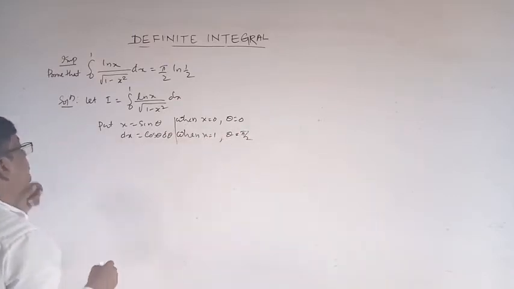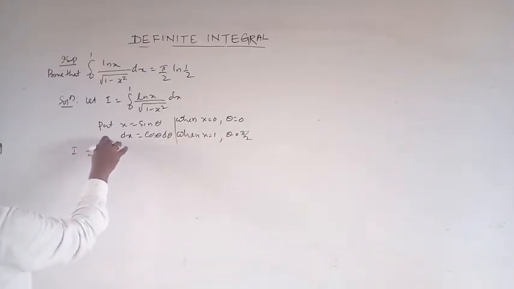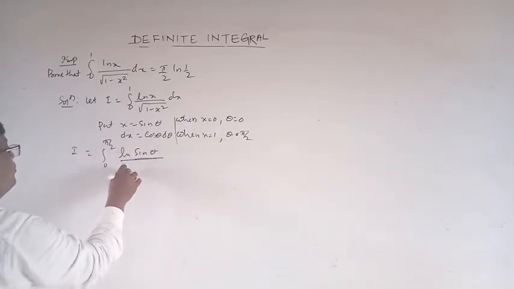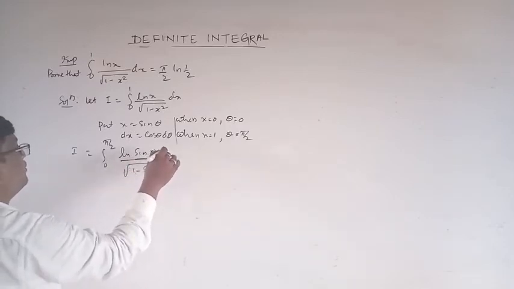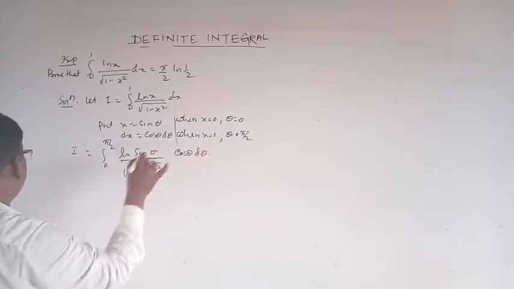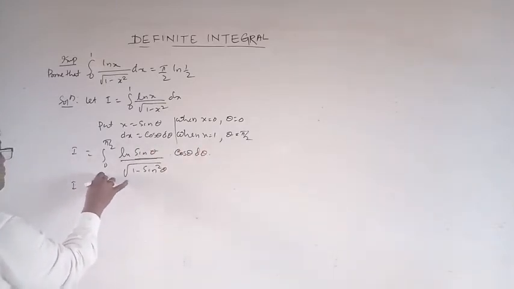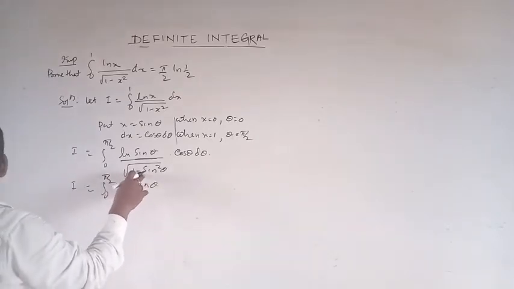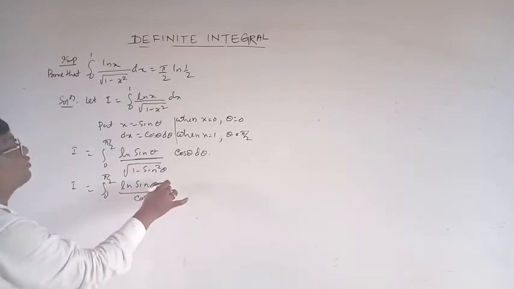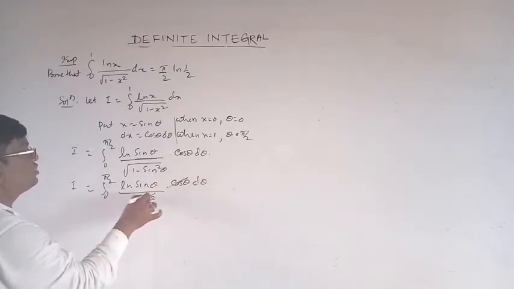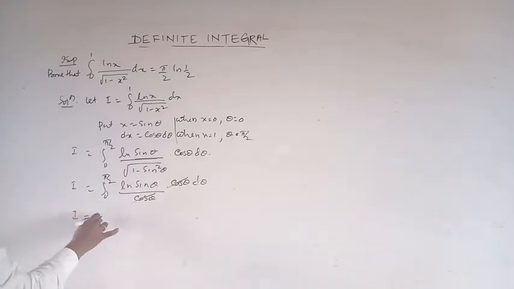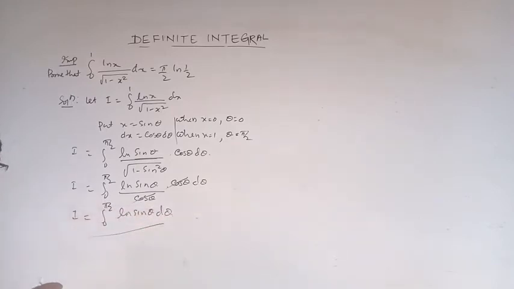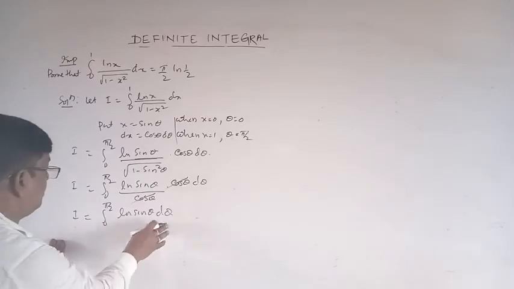pi by 2. So I is equal to the integral from 0 to pi by 2 of log of sin theta divided by root over 1 minus sin square theta, and dx means cos theta d theta. So I is equal to the integral from 0 to pi by 2 of log sin theta divided by root over cos square theta, that is cos theta, into cos theta into d theta. Cos theta cancels. So I is equal to the integral from 0 to pi by 2 of log sin theta d theta. So now this is I, equation 1.